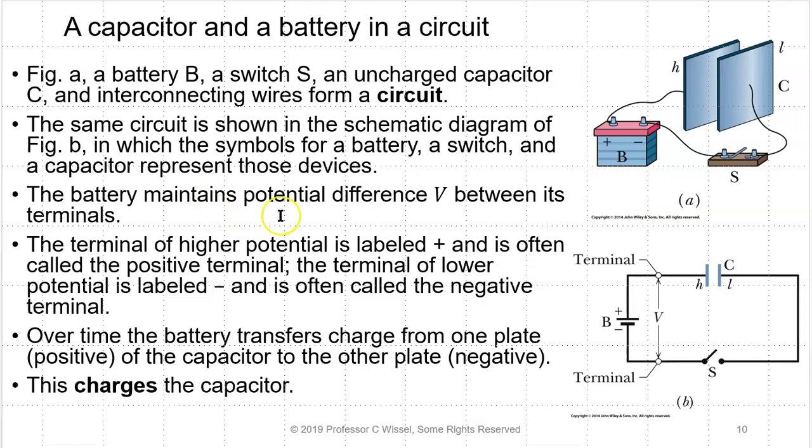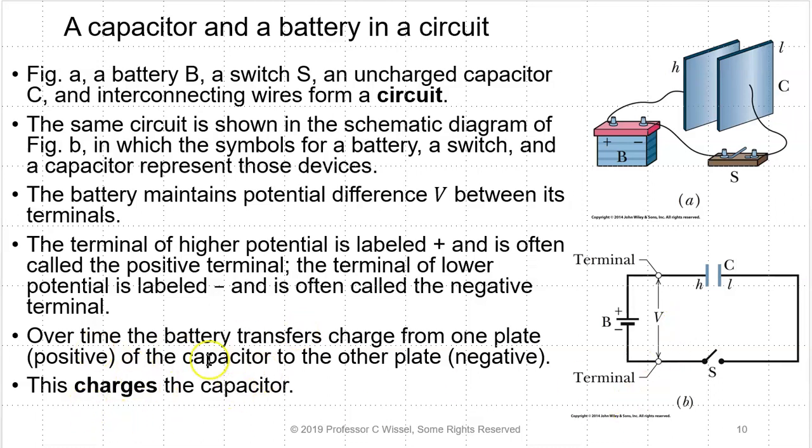The battery's job is to maintain a potential difference between its terminals. The terminal of higher potential is labeled positive and is often called the positive terminal. The terminal of lower potential is labeled negative and is often called the negative terminal. Over time, the battery will transfer charge from one plate, that is the positive plate of the capacitor, to the other plate, which is the negative.